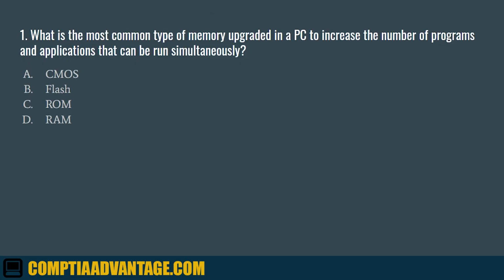Question 1. What is the most common type of memory upgraded in a PC to increase the number of programs and applications that can be run simultaneously? A. CMOS, B. Flash, C. ROM, D. RAM. The correct answer is D.